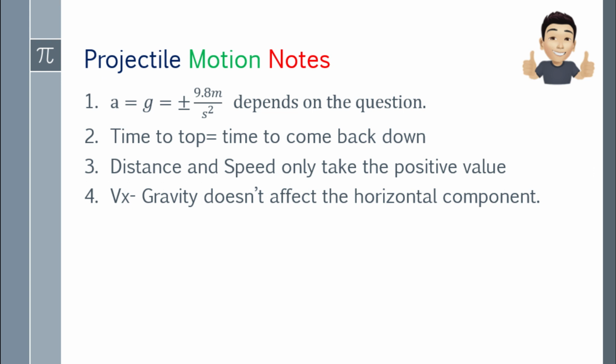Second, time to top is equal to time to come back down. So, kung yung projectile ng isang object pupunta sa taas, tapos bago siya pumaba, parehas lang yon. Yung sa pataas niya at yung pababa, same lang din siya. Pangatlo, distance and speed only take the positive value. Again, for scalar quantity, palaging positive lang yan. So, make sure kung ang sagot ay negative, you have to make it positive. Depende din sa tanong. So, be careful.